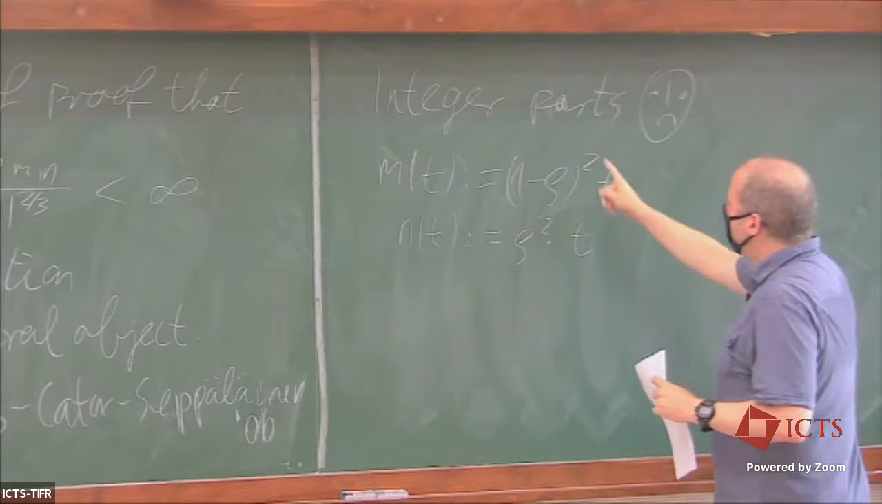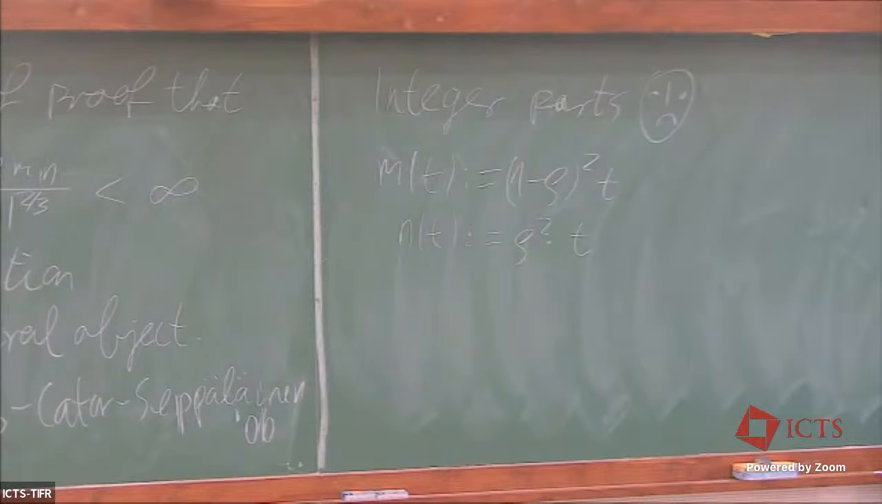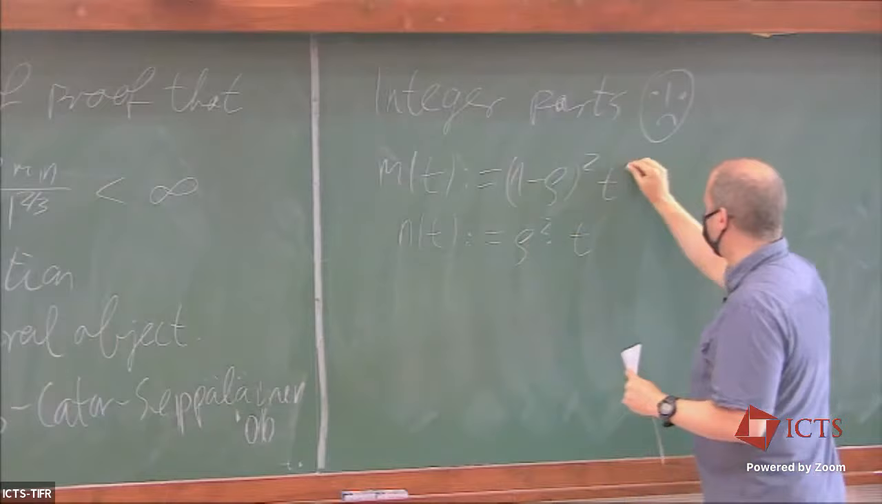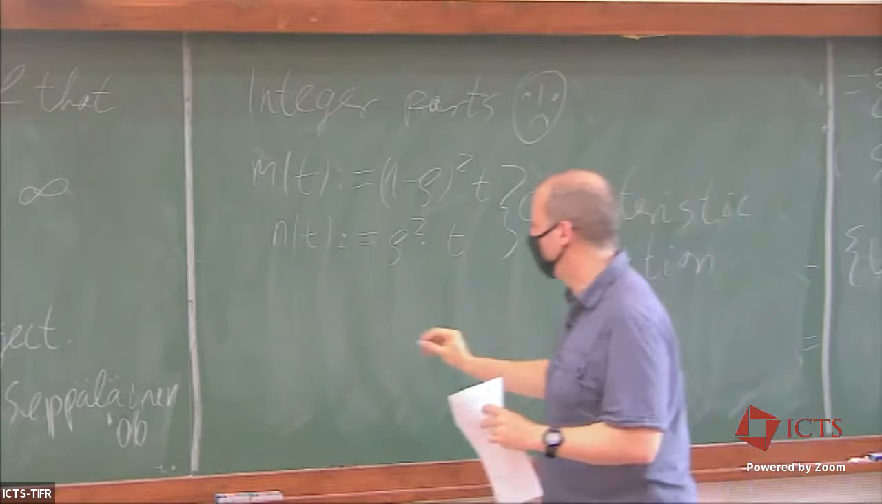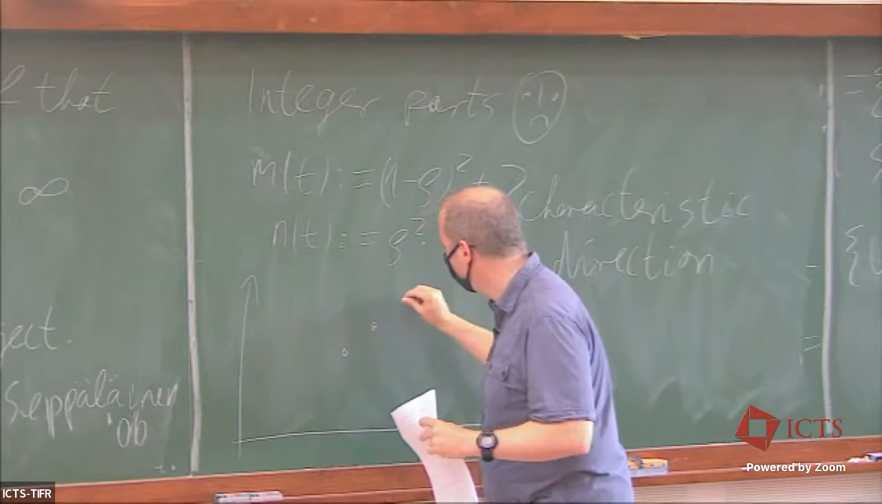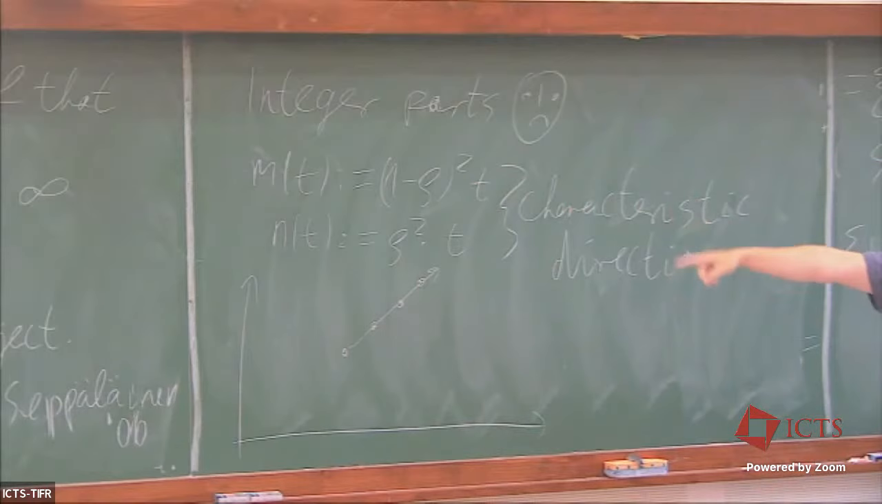Now, t is a parameter. It's not really time, but almost like time. As you grow the interface, t will go further and further. And notice that this is exactly the characteristic direction. So I'm looking at last passage times to further and further corners, m, n, that go off along a line of exactly the characteristic slope. That's what's parametrized here by t. Okay, so that's the first observation.